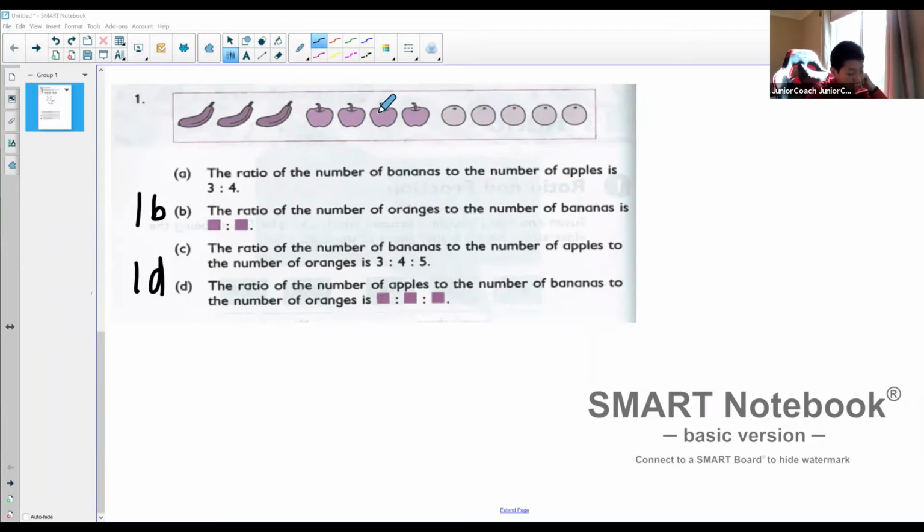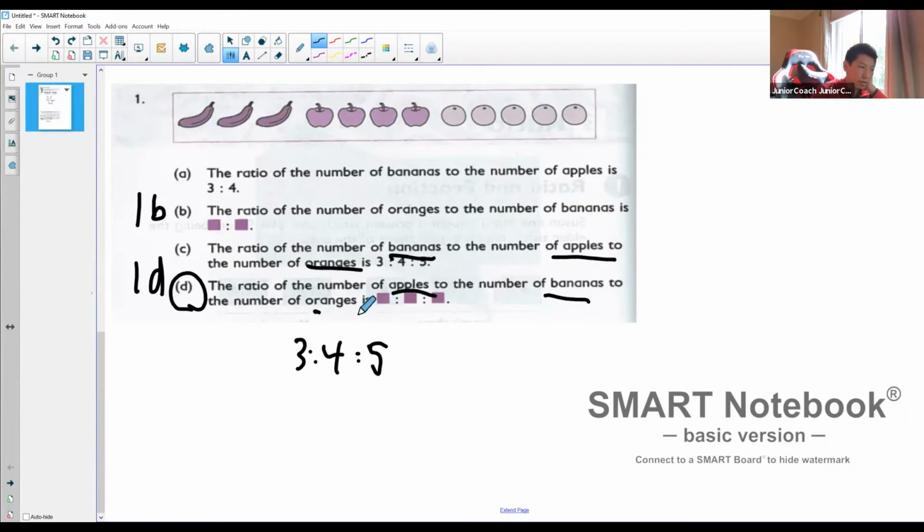Okay. So yeah, you guys seem to have the general understanding then. I just want to point one thing out. It's very important you do the ordering. The answer to D, it is not 3 to 4 to 5. This would be bananas to apples to oranges. But they're asking for apples to bananas to oranges. So we end up with 4 to 3 to 5. All right, so it is incredibly important that you give your ratio in the same order of the stuff that they told you to do.